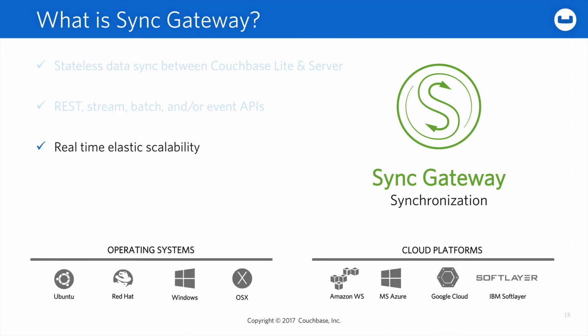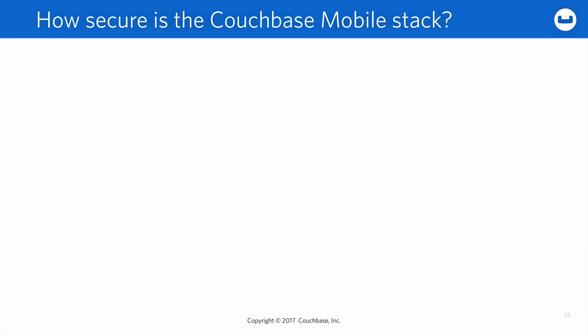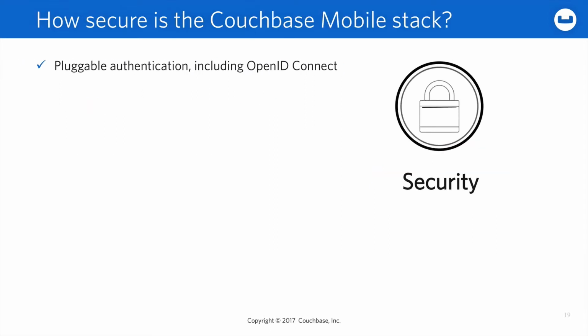Sync Gateway is also highly scalable. It's supported on Ubuntu, Red Hat, Windows, and OS X, and on all the major cloud platforms, Amazon, Azure, Google Cloud, and IBM SoftLayer. So how secure is all of this?